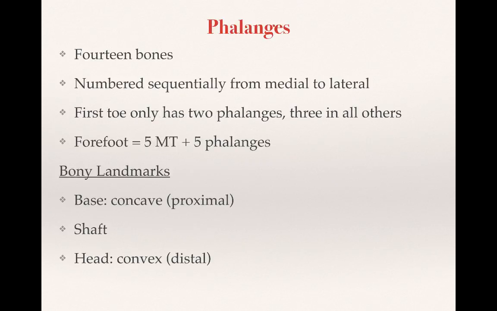The phalanges are 14 bones that make up the toes, and they are also numbered sequentially from medial to lateral as the metatarsals are. The first toe has only 2 phalanges, and toes 2 through 5 each have 3 phalanges. The forefoot is made up of the metatarsals plus all 5 toes. The metatarsals and the phalanges together comprise the forefoot.